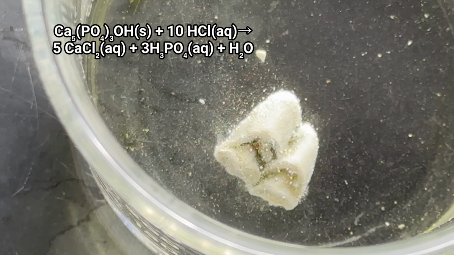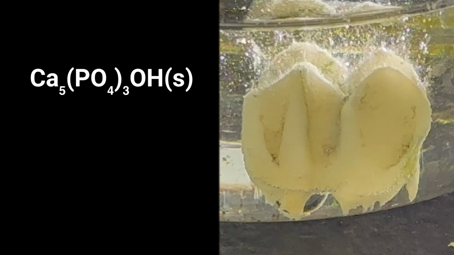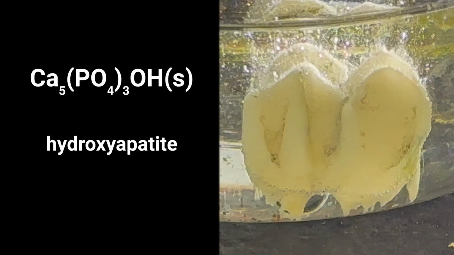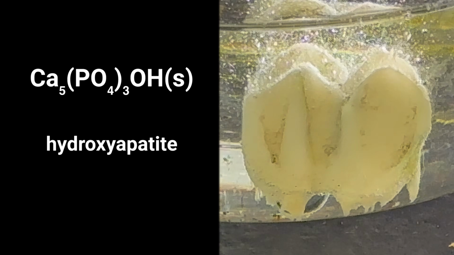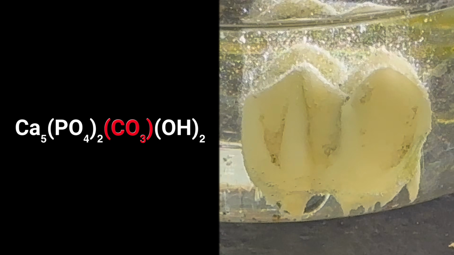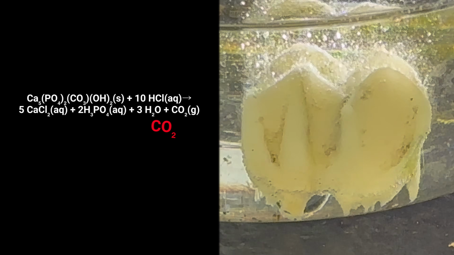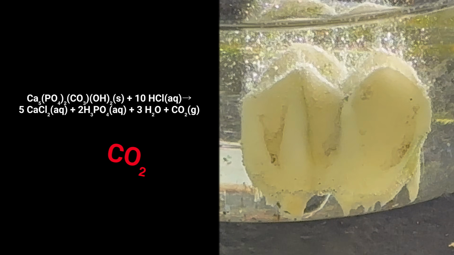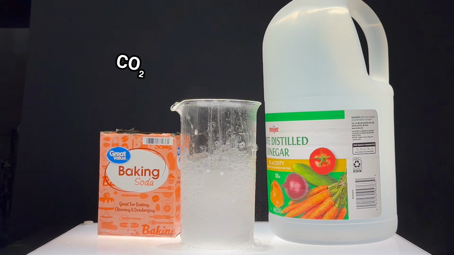But do you see those bubbles being released? Yeah, I didn't expect to see any of those. That's because there's nothing in the main tooth mineral, called hydroxyapatite, that should release a gas in the presence of acid. But then I remembered that a tiny amount of carbonate sometimes takes the place of the phosphate ions in apatite. And sure enough, carbonate reacts with acid to form carbon dioxide gas. It's a bit crazy you can get teeth to behave like the baking soda and vinegar reaction.